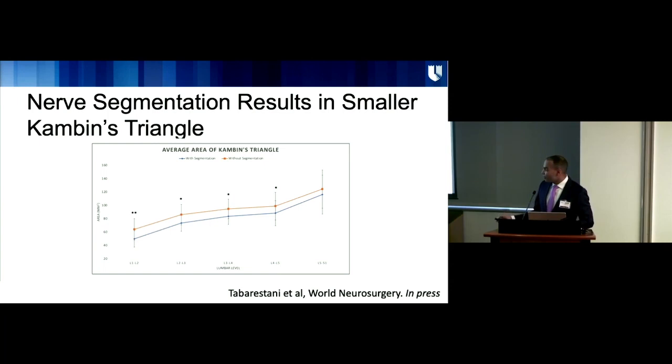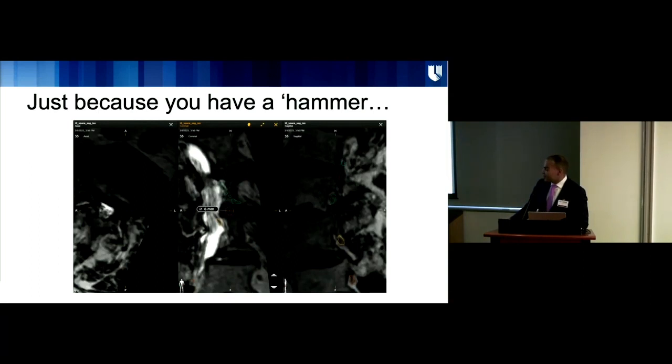Not surprisingly, this paper just came out in World Neurosurgery. If you take the nerve into consideration, your area for Kambin's triangle will get smaller, so you have to worry about DRG syndromes and so on. And just because you have a hammer, even though it's a very small hammer, doesn't mean that every patient is going to be appropriate for this. So we saw here, this is a case, we measured, the biggest diameter that we could enter into Kambin's triangle was only 6 millimeters.